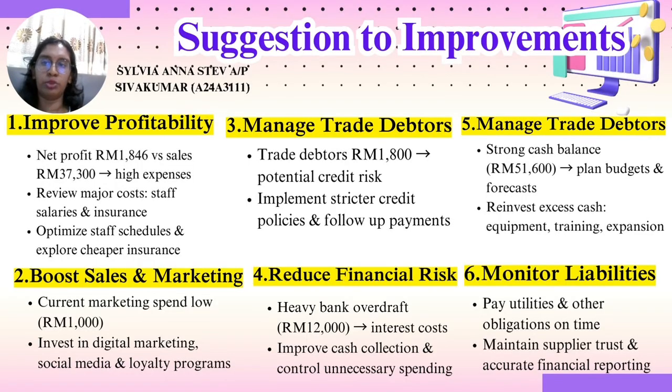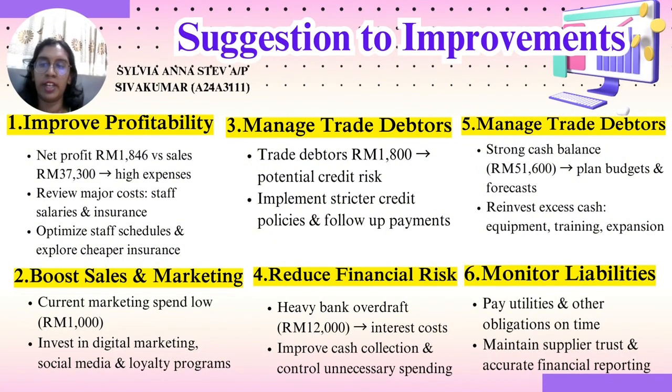Bubble Brew Tea House should also improve its management of trade debtors. Trade debtors amount to 1800 ringgit and an allowance for doubtful debts has already been made, indicating potential credit risk. Implementing stricter credit policies and setting clear credit terms would help. Furthermore, the business relies heavily on a bank overdraft of 12,000 ringgit, which may increase financial risk due to interest charges. Management should aim to improve cash flow by collecting receivable more efficiently and controlling unnecessary expenditure.